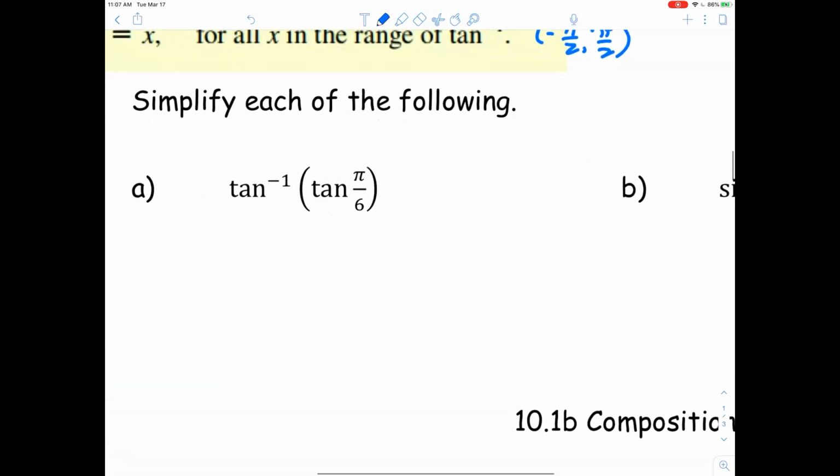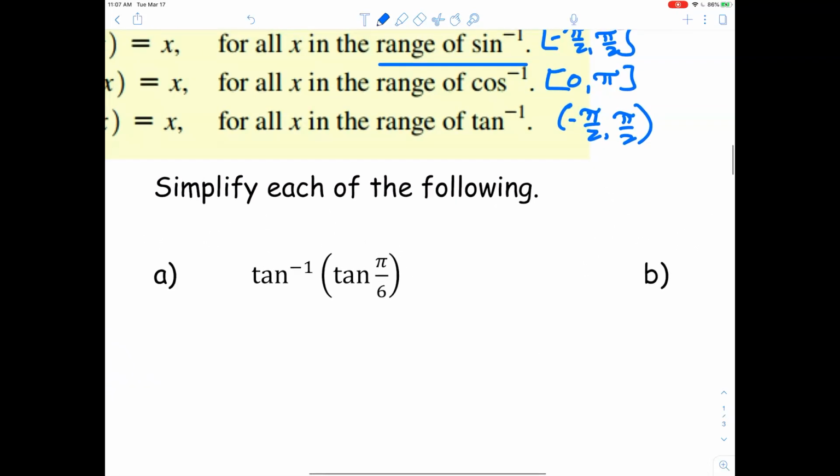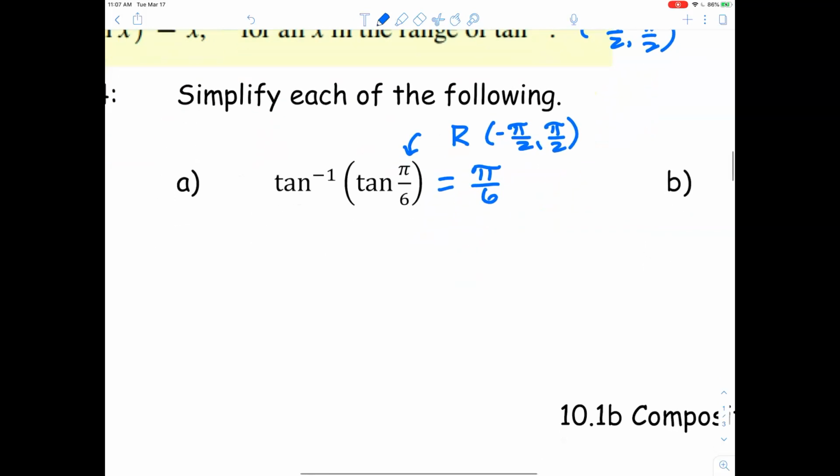Okay, so let's take a look at this first one here. It says simplify each of the following. So we're starting with tangent inverse, and we're inserting tangent of pi over 6. So we check the range of the tangent inverse, which is from negative pi over 2 to pi over 2, and pi over 6 is in that range. And so we could say that the solution is pi over 6.